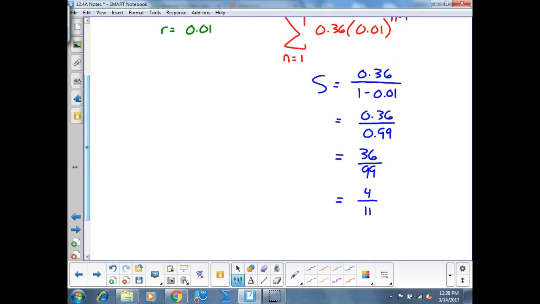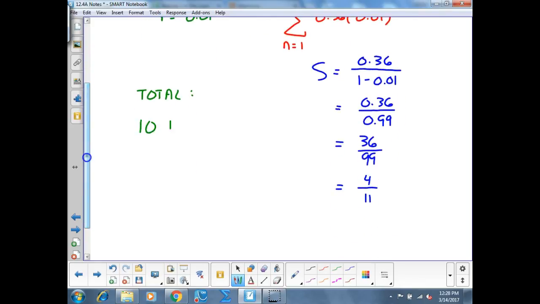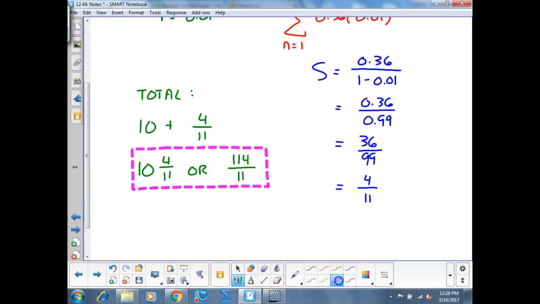Okay? So then my total fraction would be, was this one 10? 10 plus 4 elevenths, which would be 10 and 4 elevenths if we wrote it in mixed number form, or 114 over 11 in improper fraction form. Okay?